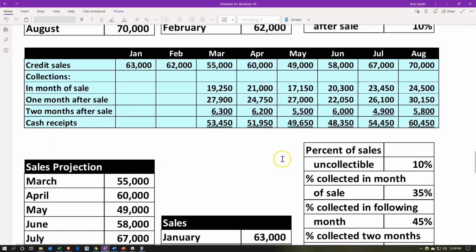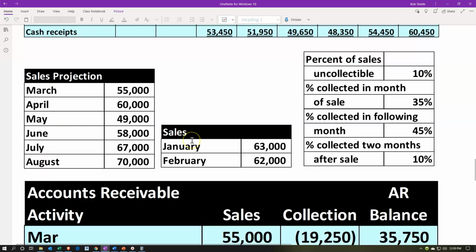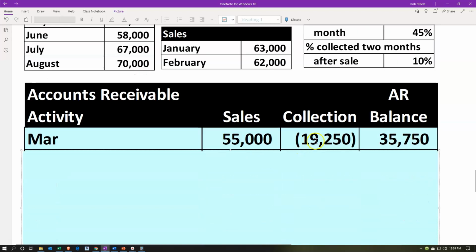Where did that come from? It's coming from this number, 19,250. We're not putting 53,450. Why? Because the 27.9 applies to February sales, not to the sales in March, and the 6,003 applies to January sales. And we're trying to see of the sales that happened starting March, how much has not been collected. So of those sales, we're saying we collected 19,250.